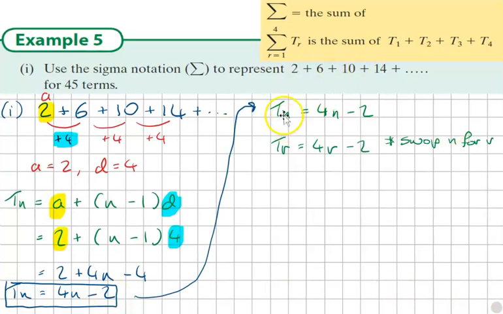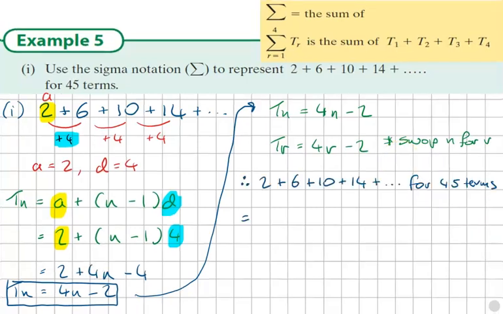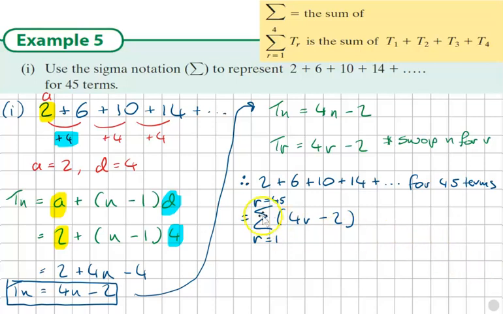Now all we have to do is replace both of those n's with r. So we now call it Tr is equal to 4r minus 2. So therefore, 2 plus 6 plus 10 plus 14 plus ... for 45 terms is equal to, so sigma, so the sum of all values of 4r minus 2 from 1 to 45.